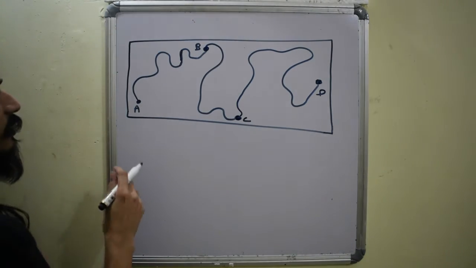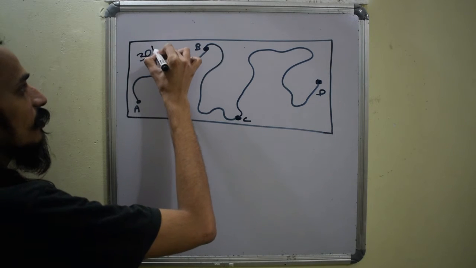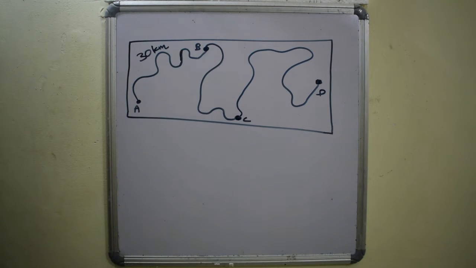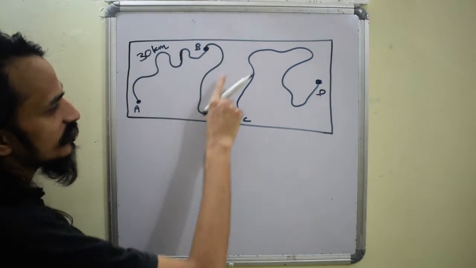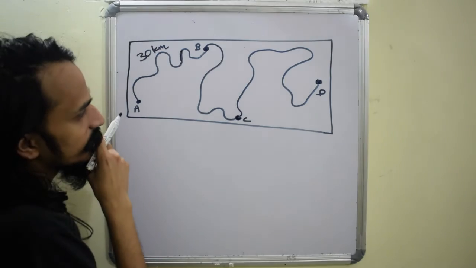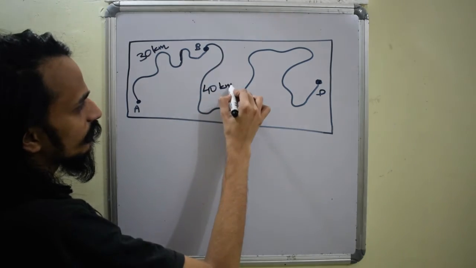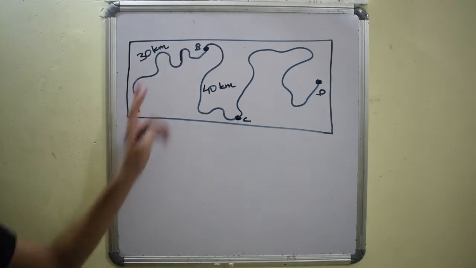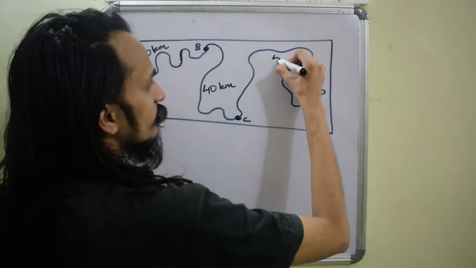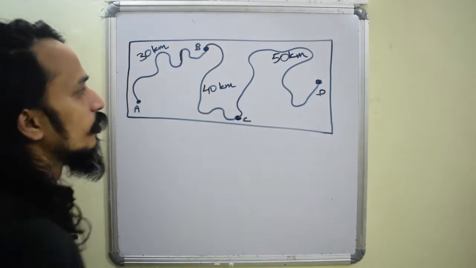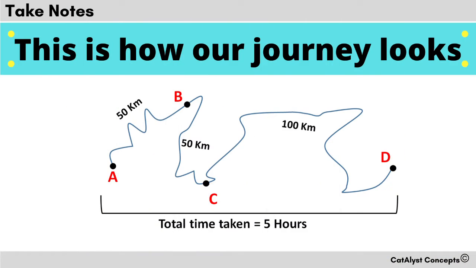I am going to assume that the distance between A and B is say 30 kilometers. Kilometer we know, right? I'm going to assume the distance between B and C as let's say 40 kilometers. Now I'm going to assume the distance between C and D as 50 kilometers. So there is a person who traveled from A to B, B to C, C to D over this whole path.